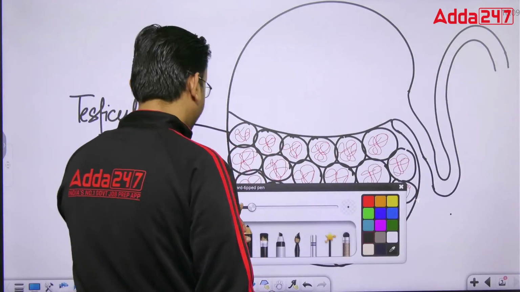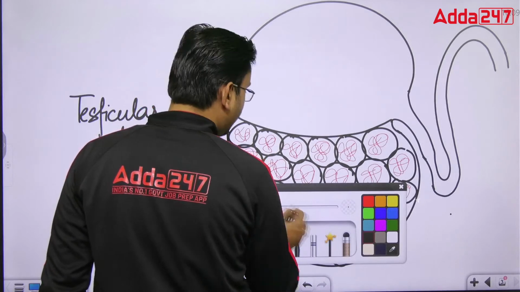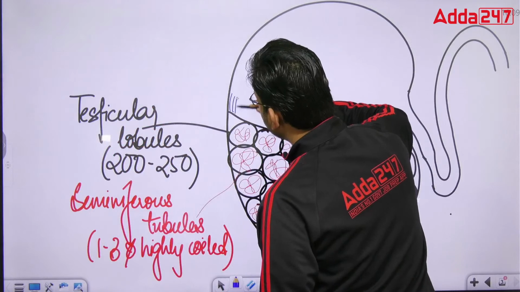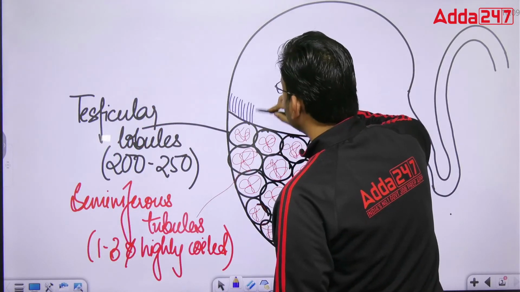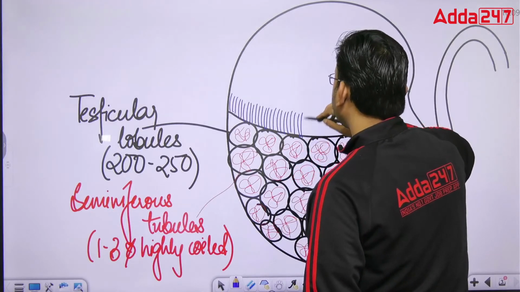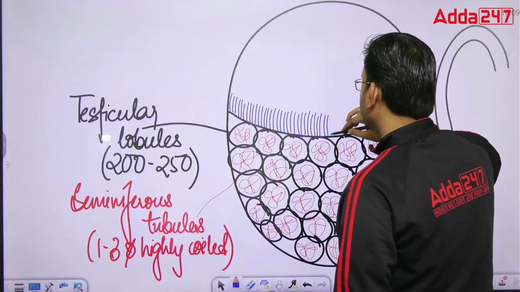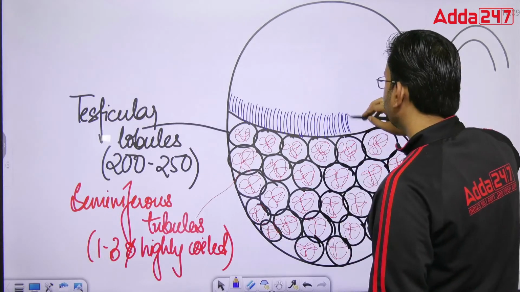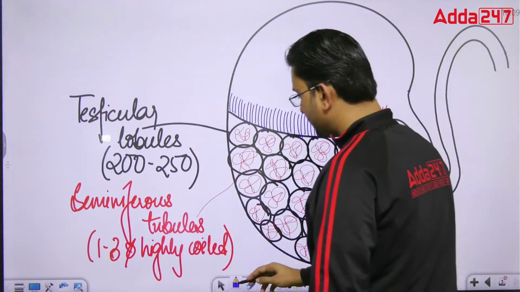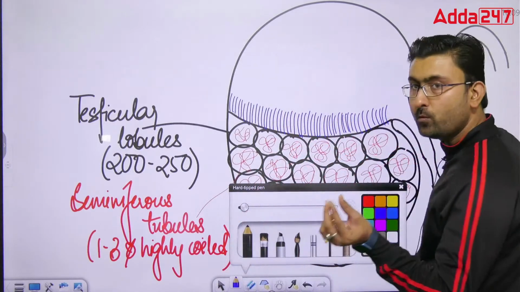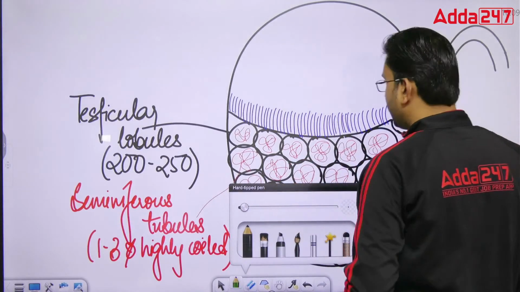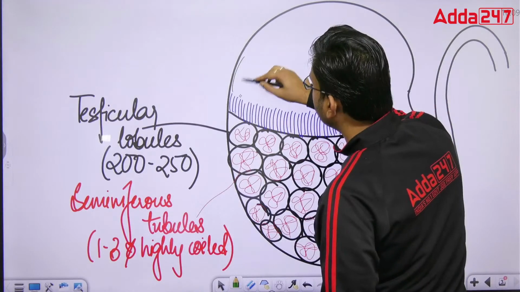Now there are minute ductules, पतले पतले ductules होते हैं, and these ductules are called rete testis. These ductules are called rete testis, and then these ductules open into a wider cross section which is called vasa efferentia. That is your vasa efferentia.